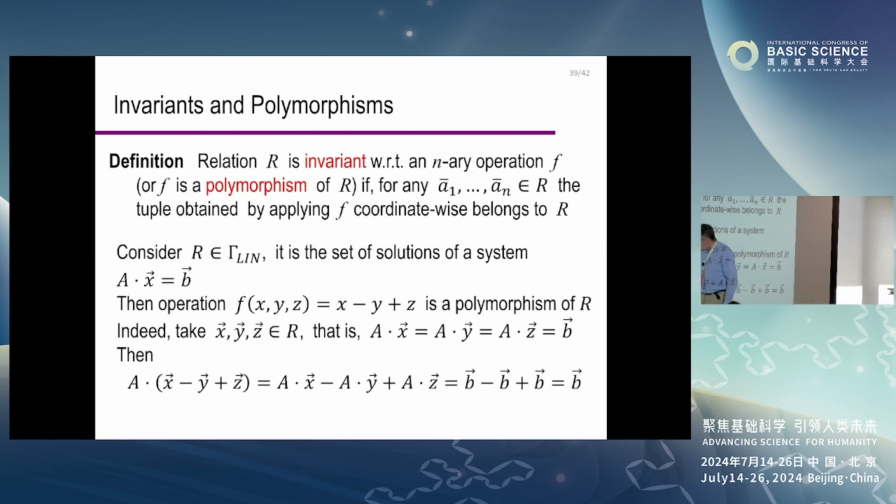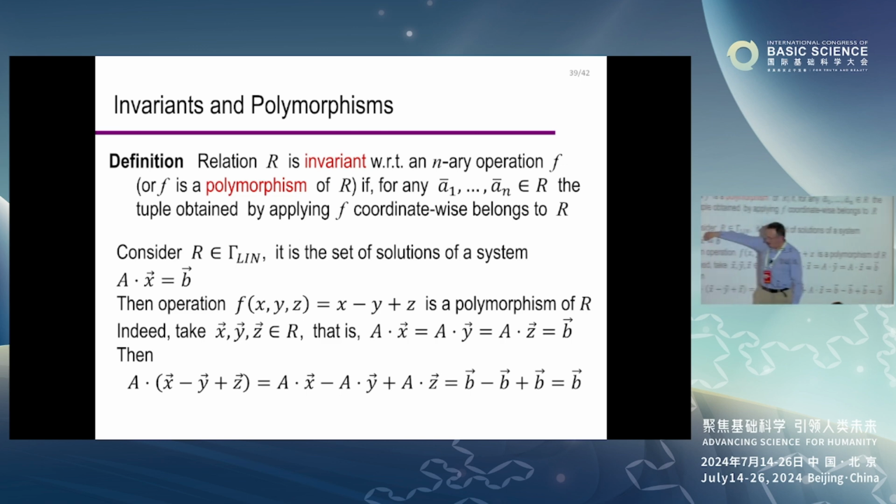So I apply the function to those three tuples, x minus y plus z, and I want to show that they still satisfy the system of linear equations. So I plug it into the system here. I multiply the matrix by this vector. So what do I get? AX minus AY plus AZ.